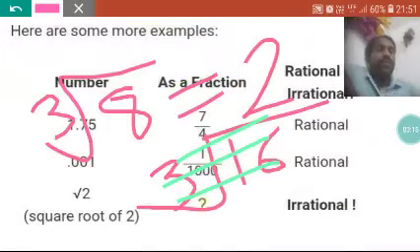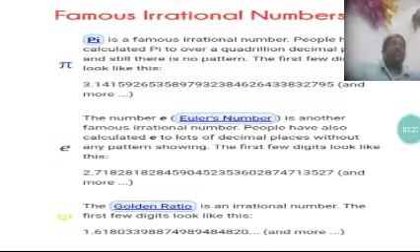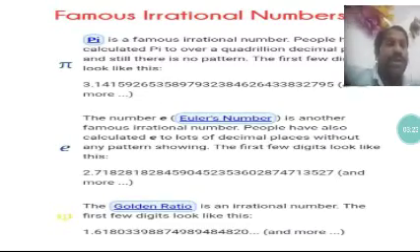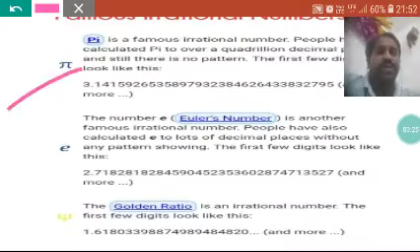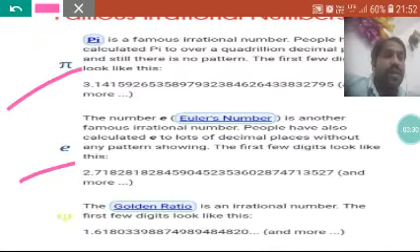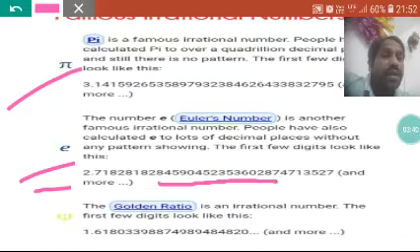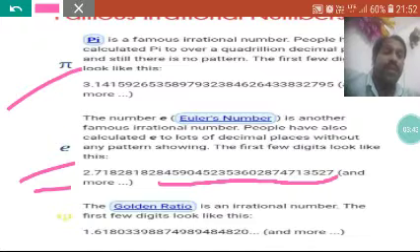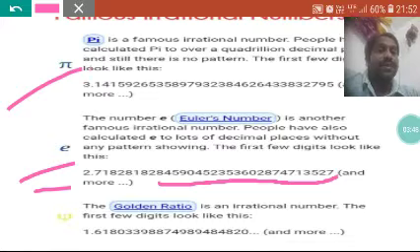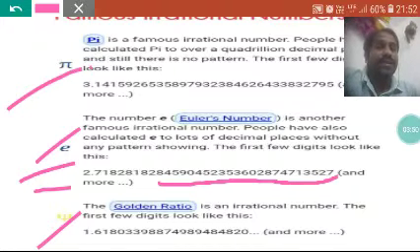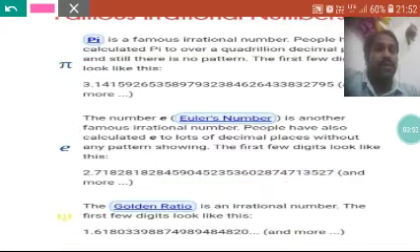Now the next are some famous irrational numbers. Here is the list. It is also very important. One is pi, which we have just discussed. One is called Euler's number. They have calculated a lot of decimal places without any pattern. It is still being continued, so this is non-terminating and not repeating also. One more is the golden ratio. That is the list of some irrational numbers.